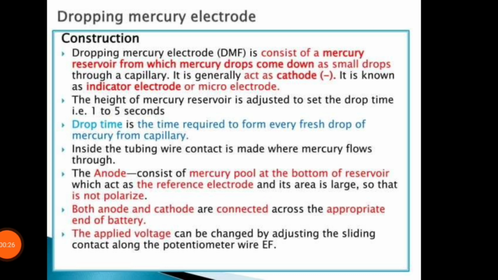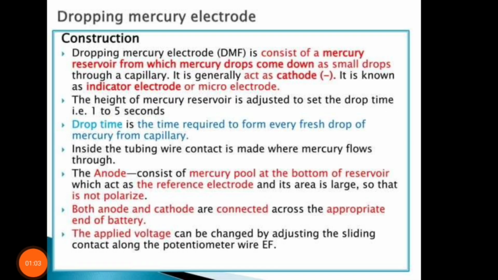The height of the mercury reservoir is adjusted to set the drop time, that is 1 to 5 seconds. Drop time is the time required to form every fresh drop of mercury from the capillary. Inside the tubing, wire contact is made where the mercury flows through. The anode consists of the mercury pool at the bottom of the reservoir, which acts as the reference electrode, and its area is large so that it is not polarized.